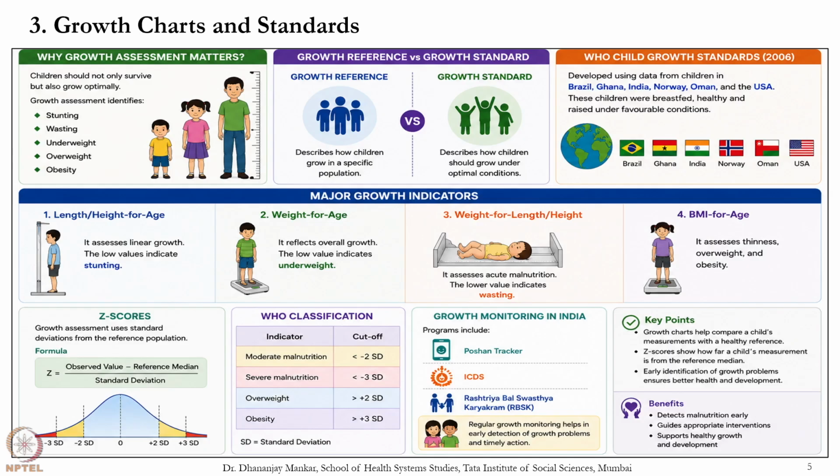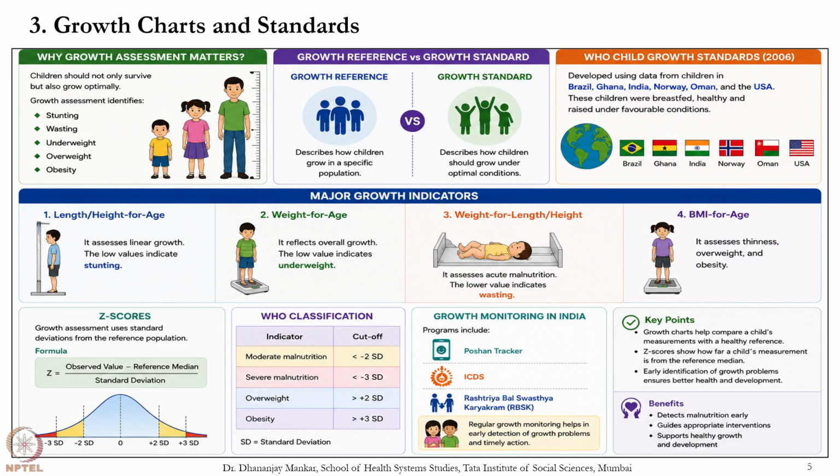Primarily the programs indicated for growth monitoring are Poshan Tracker, ICDS program, and Rashtriya Bal Swasthya Karyakram, that is RBSK. This regular growth monitoring helps in early detection of growth problems and timely action taken by the Government of India.